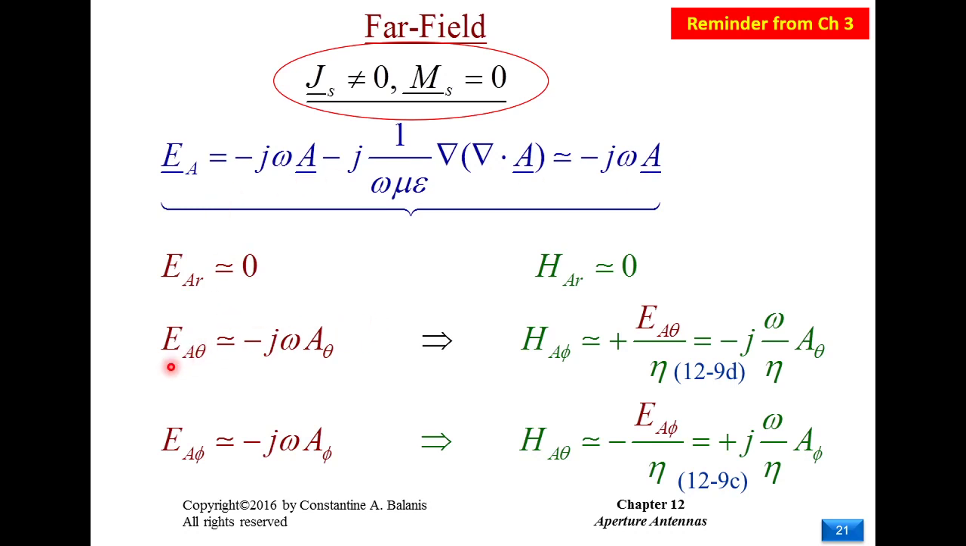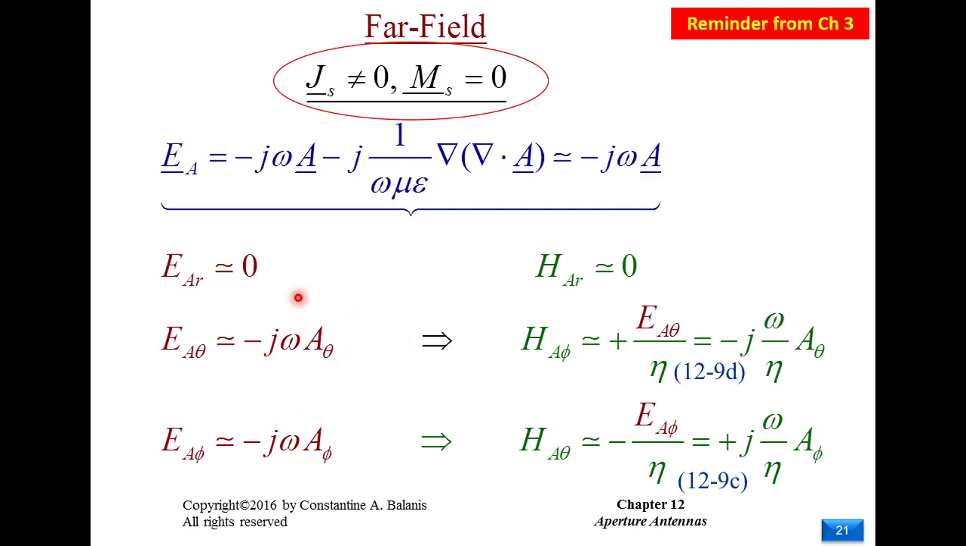We can say that the theta component is E theta equals minus j omega A theta, and E phi equals minus j omega A phi. Again, this is an approximation. This is the exact expression. This is the approximation for the far field.